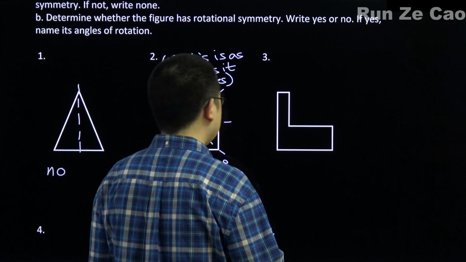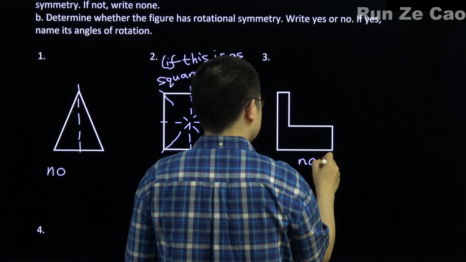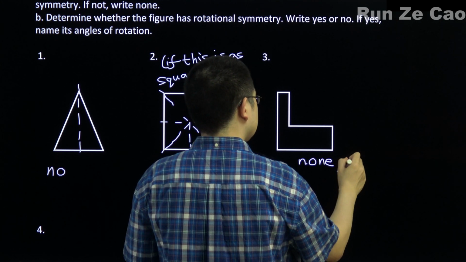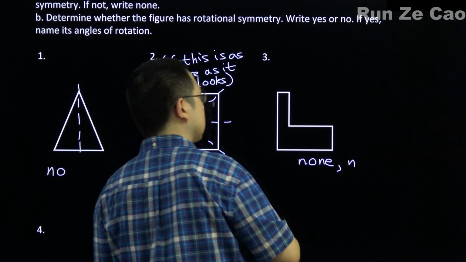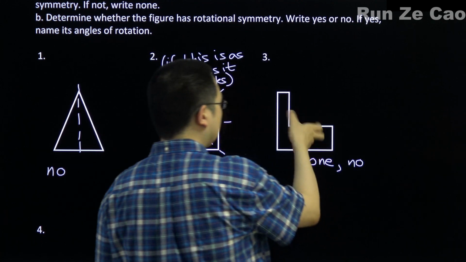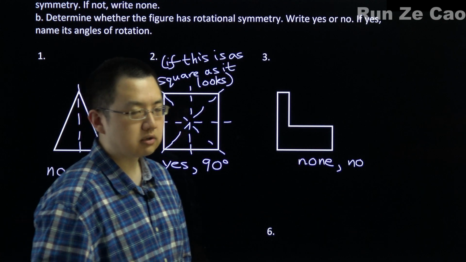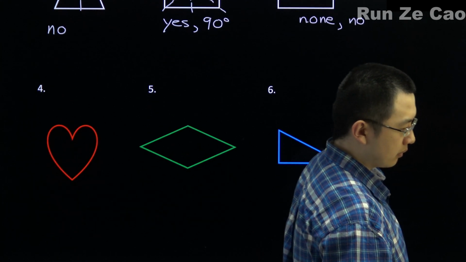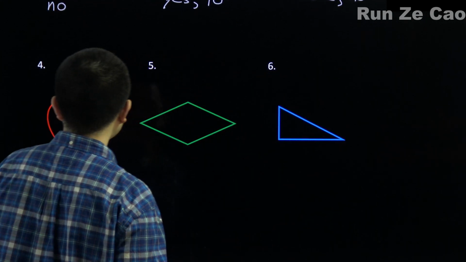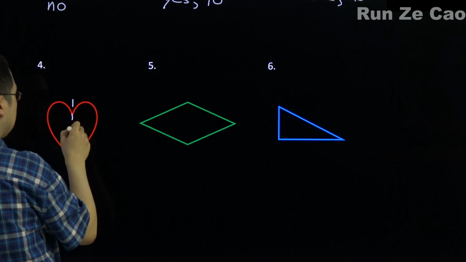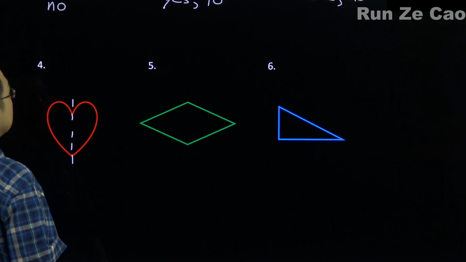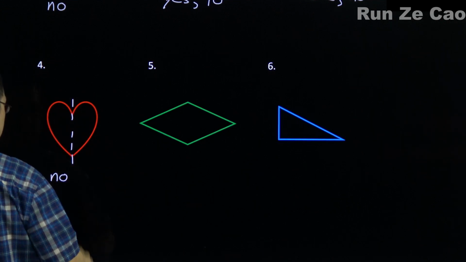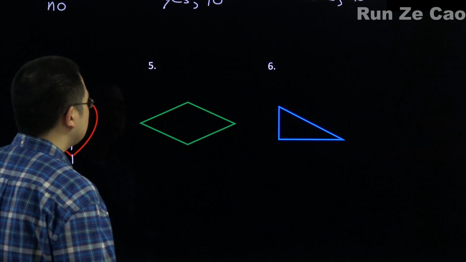This shape has none, no lines of symmetry, and no rotational symmetry, because you can't rotate it any amount less than 360 degrees and have it cover itself. This heart here, well, it does have a line of symmetry. Rotationally speaking, though, no, it does not have rotational symmetry.